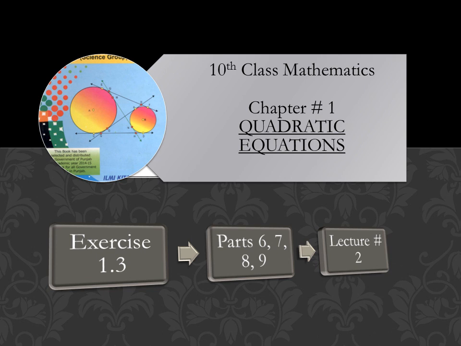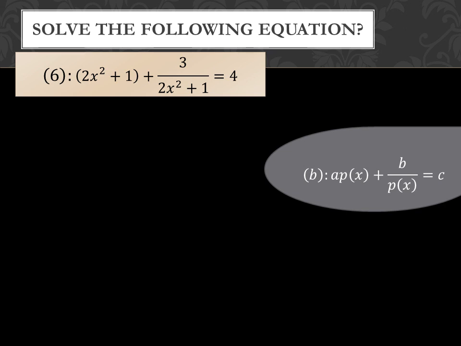Exercise is 1.3. We will solve questions 6, 7 and 8 in this lecture. Our question is: solve the following equation. The equation given in question number 6 is (2x² + 1) + 3/(2x² + 1) = 4. Here you can see the numerator of the first fraction and the denominator of the second fraction are the same. So these equations are not of the type we were discussing before.